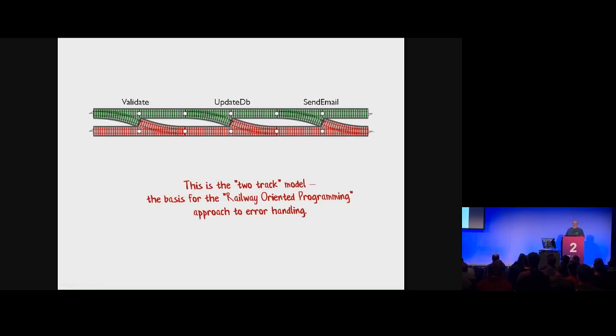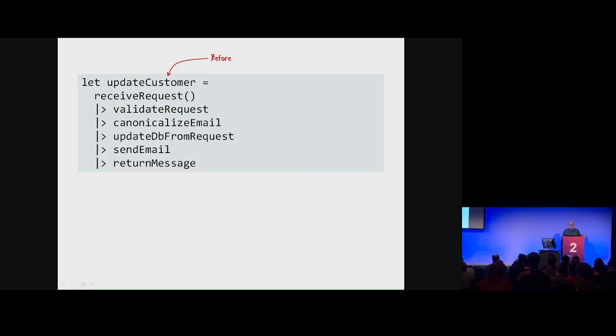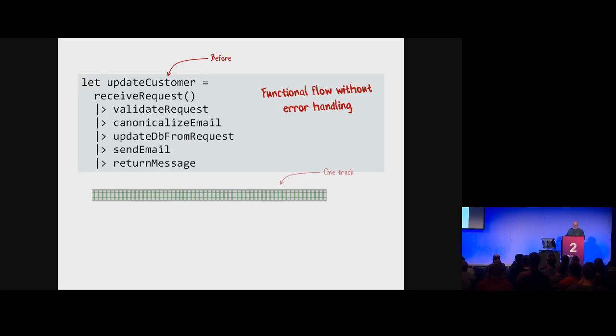So that's the two-track model of error handling, otherwise known as railway-oriented programming. And I have a whole talk on that if you're interested. So here's the code before we added error handling. Let's say we don't do any error handling, we just throw exceptions, right? So we take the request, we validate it, we do all this stuff. It's nice and clean, but there's no error handling, right? Because maybe it's a one-track.